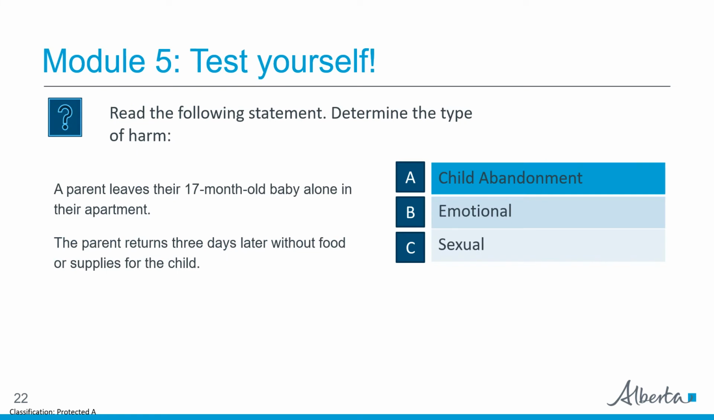Module 5. Test yourself. Read the following statement. Determine the type of harm. A parent leaves their 17-month-old baby alone in their apartment. The parent returns 3 days later without food or supplies for the child. A. Child abandonment. B. Emotional. C. Sexual.